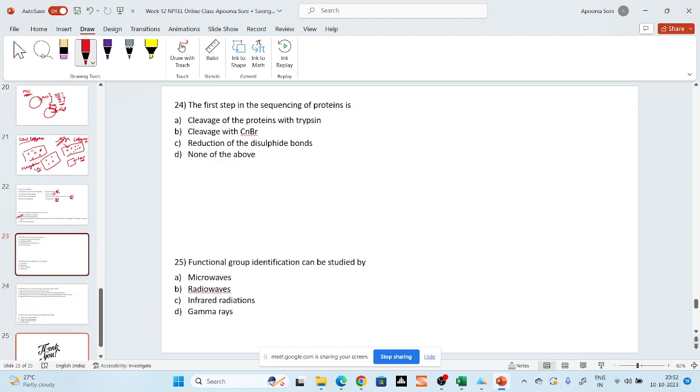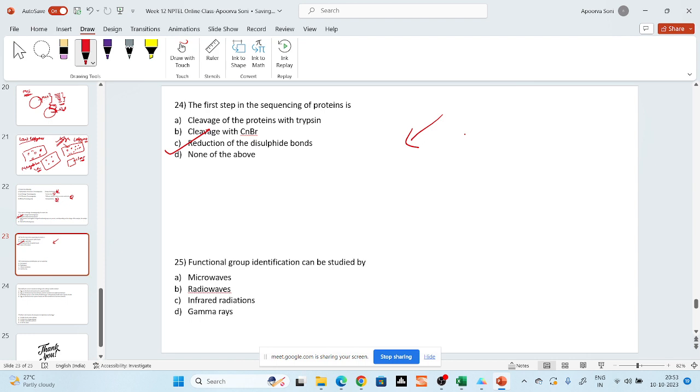Okay. Next question is one that we have also done. The first step in sequencing of protein is cleavage of the proteins with trypsin, with CNBr, reduction of the disulfide bonds, or none of the above. Reducing the disulfide bonds, because when you are doing the sequencing, if disulfide bonds are present, then they will interfere in the sequencing process. Therefore, disulfide bonds have to be reduced. It has to be treated. It can be done either with the help of oxidation by performic acid or reduction by DTT, dithiothreitol.